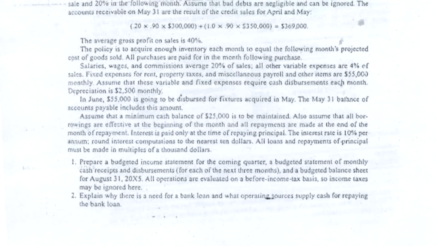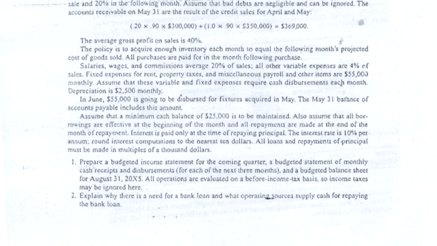First, what we have to do is prepare a budgeted income statement for the coming quarter. Coming quarter means 3 months. We are here at the end of May, and now we have to prepare the budget for June, July and August. Then a budgeted statement of monthly cash receipts and disbursements, that means the cash budget for each of the next 3 months, and a budgeted balance sheet for 31st August 2005.